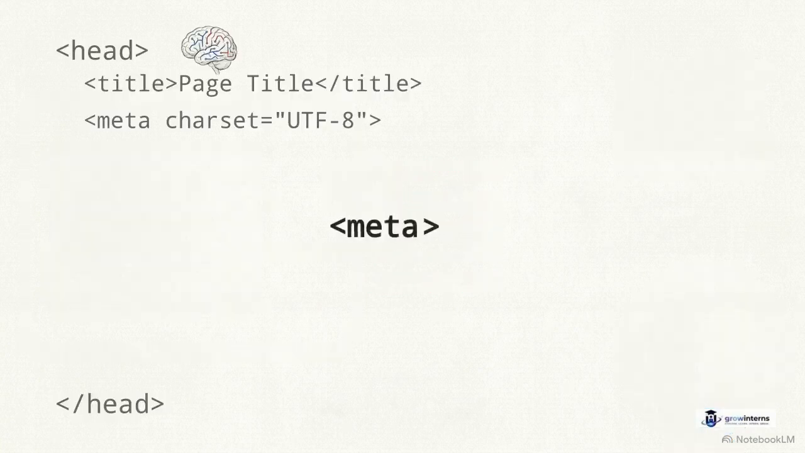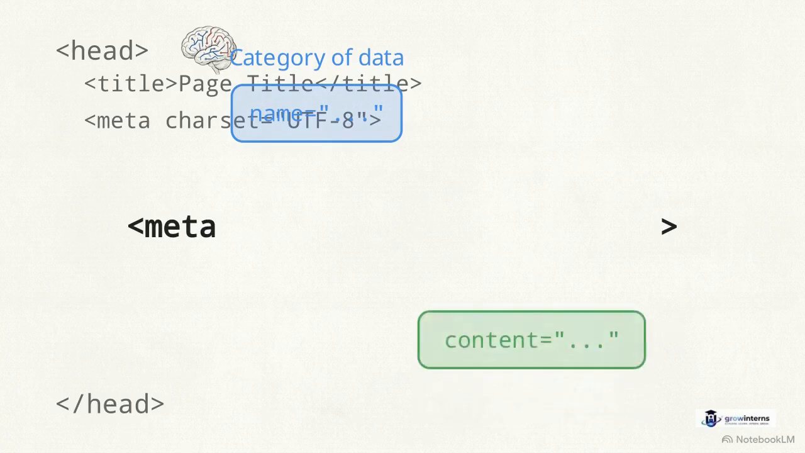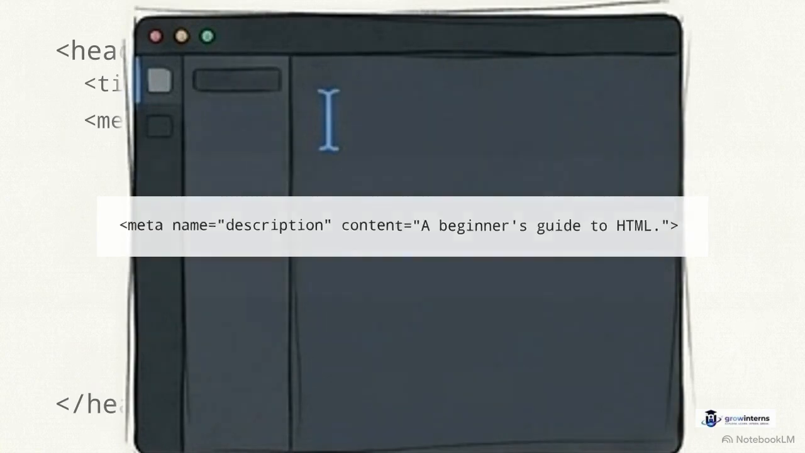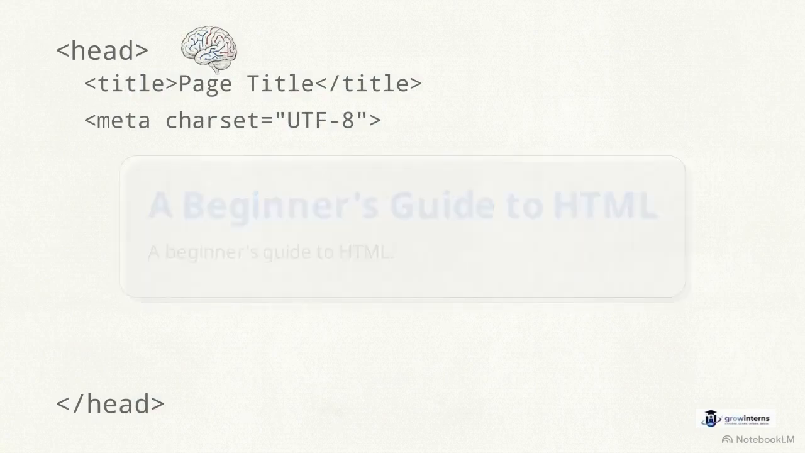We can give search engines specific details using a flexible formula. Most meta tags rely on two attributes: name to state what type of information we are providing, and content to provide the actual detail. If we set the name to description, the text we type into the content attribute directly builds the preview card users see. This is exactly how platforms like Google generate the short summary below a link.